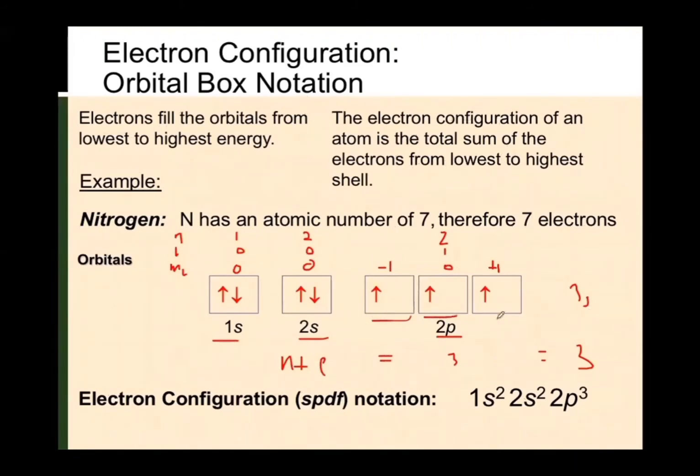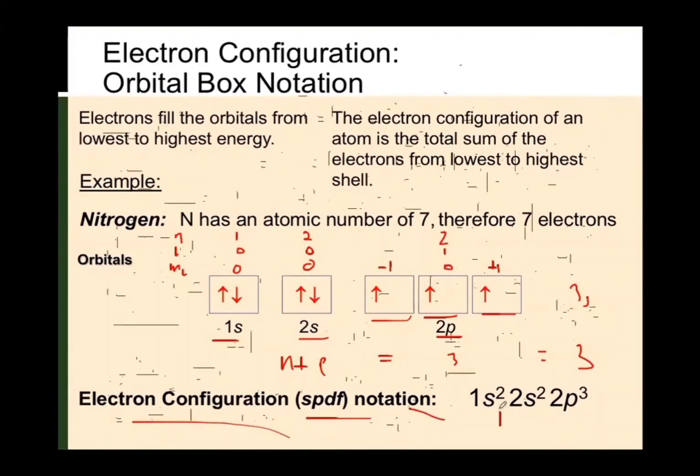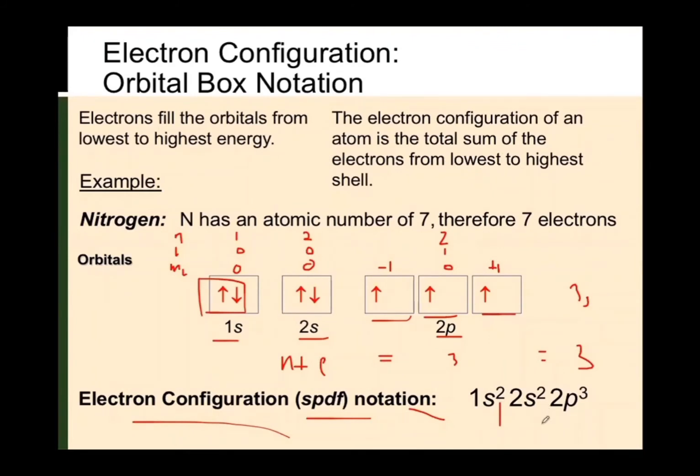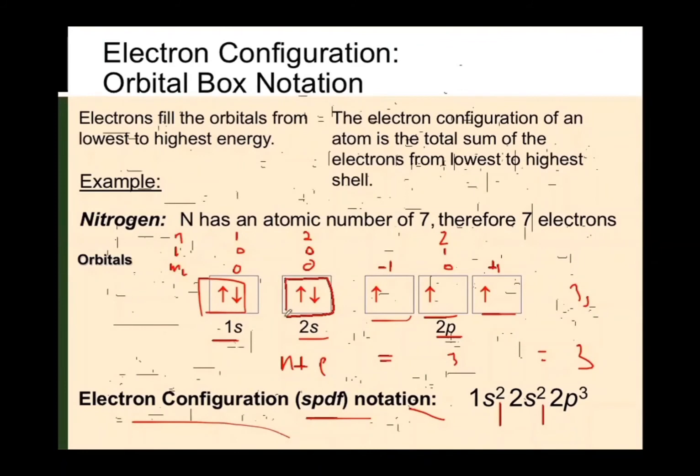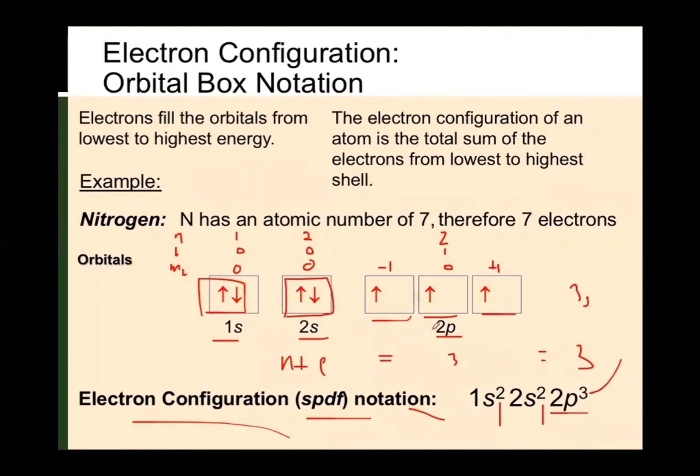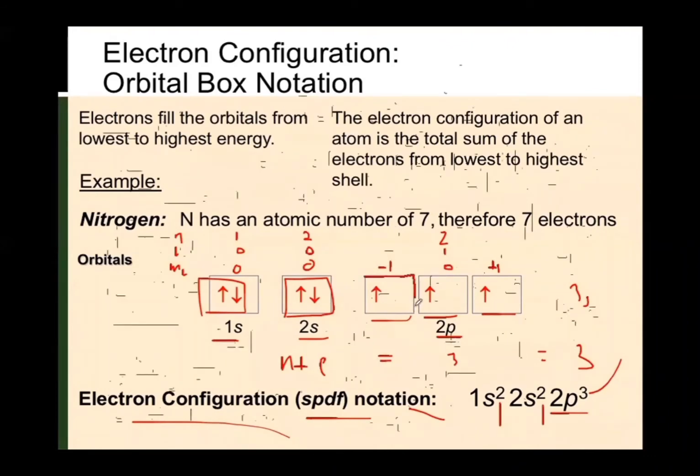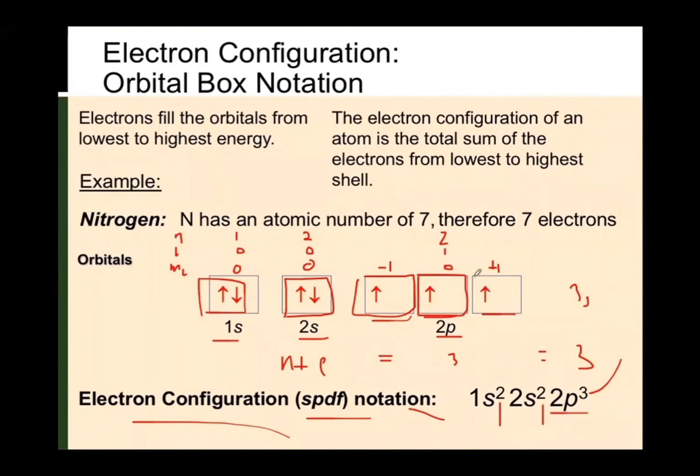Then we half fill each based on Hund's rule, pointing up just by convention. And so we end up with an electron configuration in SPDF notation as 1s2, because we have 2 electrons here in our orbital box, 2s2 because we have 2 electrons in our orbital box, and then 2p3 because we have 3 electrons in our 2p orbital boxes. So there's 1, there's 2, and there's 3.